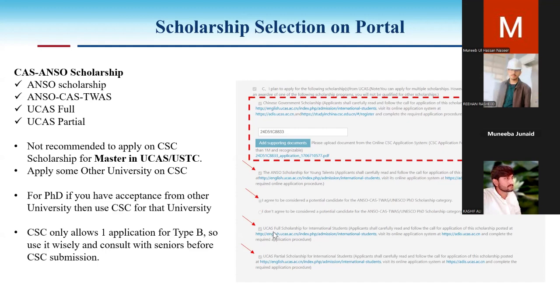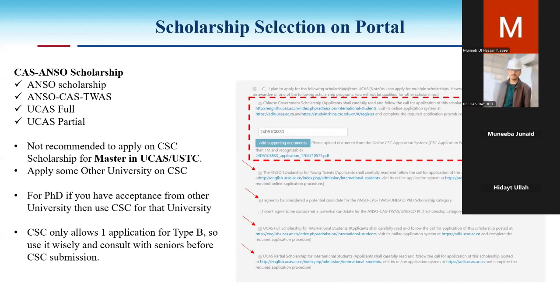After this, there is the UCAS full scholarship for international students. You should tick this as well. And then there is the UCAS partial scholarship. You should tick this as well. There is a somewhat lower stipend and amount for the UCAS full and partial scholarships, but you should consider it while applying for the UCAS and USTC application.